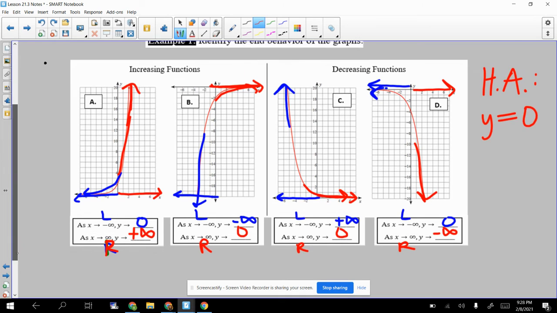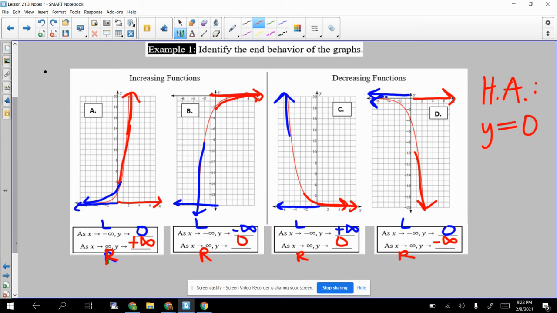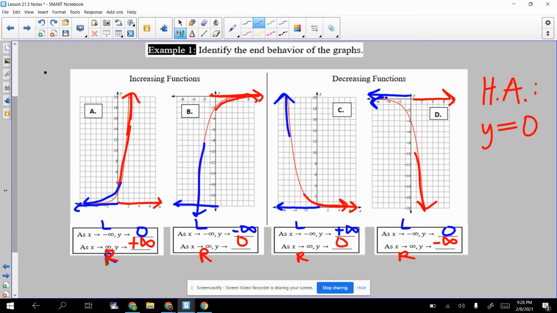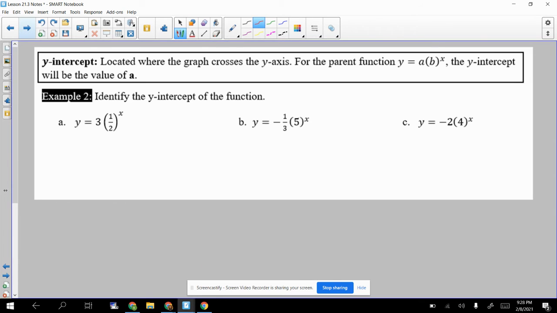All right, so then the last thing we are going to talk about is putting all of those pieces of information together. But actually, before we do that, we want to talk about one more key feature, which is the y-intercept. Remember, the y-intercept is located where the graph crosses the y-axis. And for our parent function y equals a times b to the x, the y-intercept is going to be that a. So it's just that initial term.